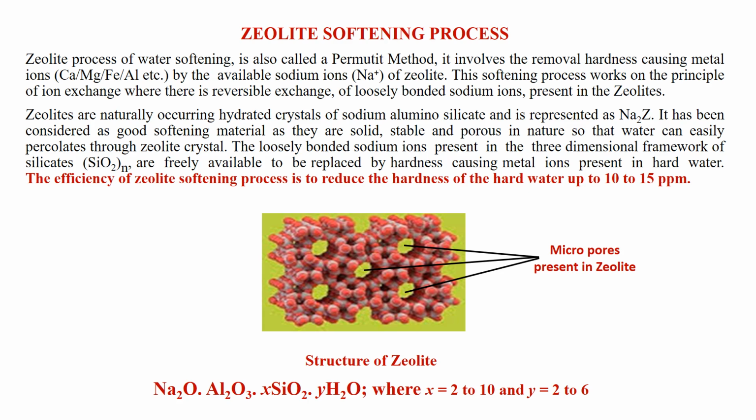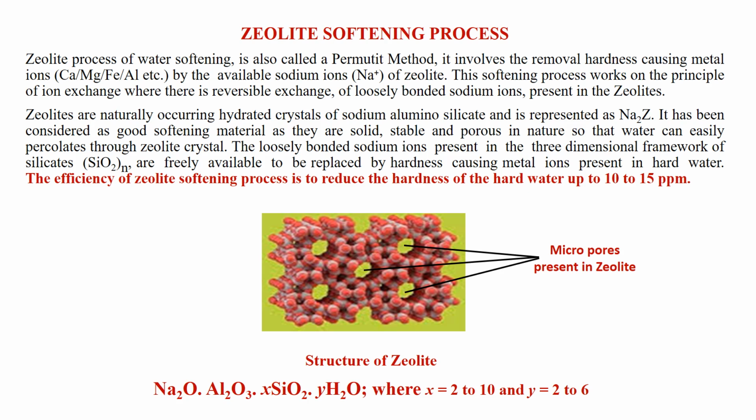It involves the removal of hardness causing metal ions like calcium, magnesium, iron, aluminium, etc., present in the hard water by the available sodium ions of zeolite. This softening process works on the principle of ion exchange, where there is a reversible exchange of loosely bonded sodium ions present in the zeolites with the hardness causing metal ions present in the hard water.